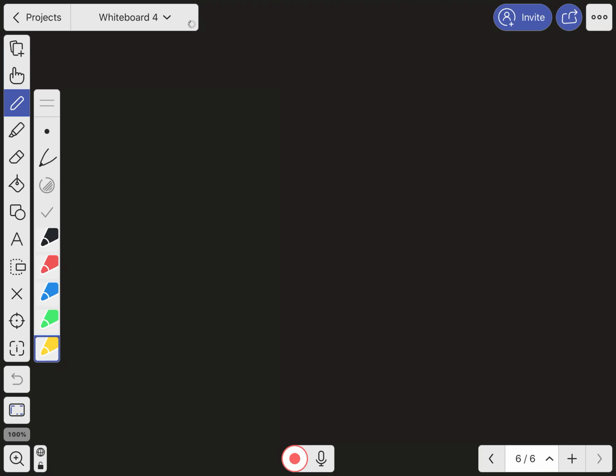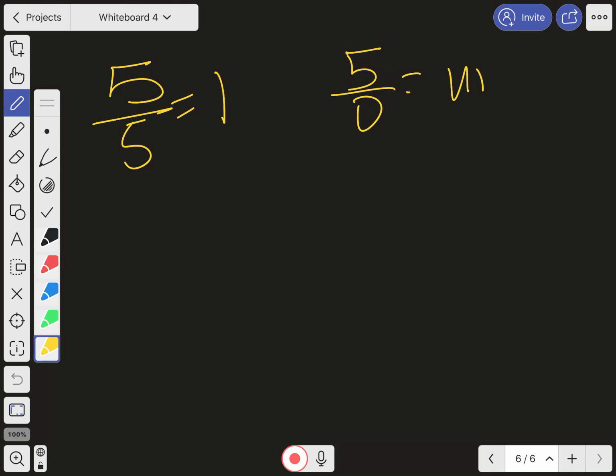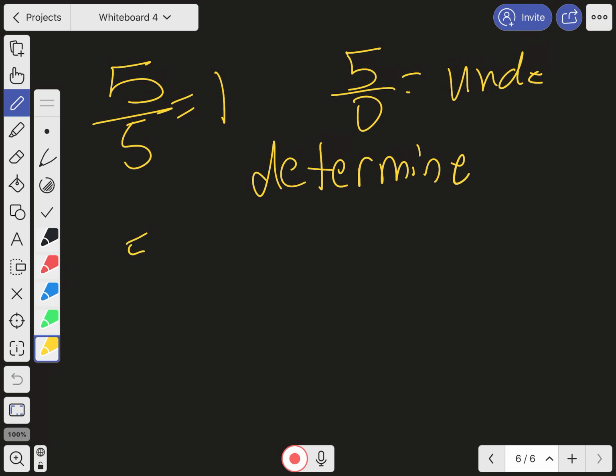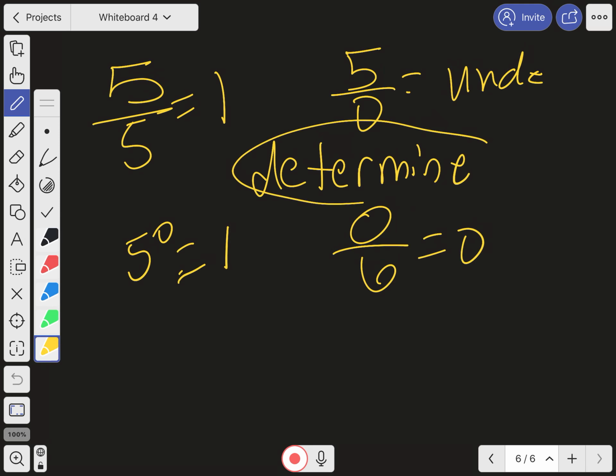Alright, so let's talk about what determinate forms are. Like 5 over 5 is 1. I can determine that. 5 over 0 is definitely undefined. I could determine that form. I can determine what is going on. 5 to the 0 is 1. Let's see, 0 over 6 is 0. These are all things that I can determine.